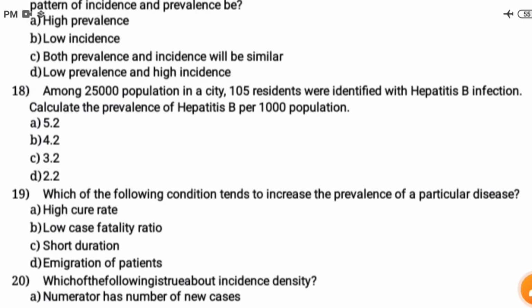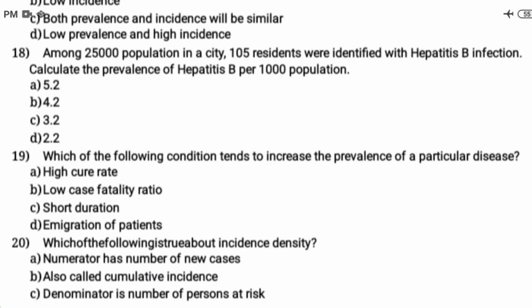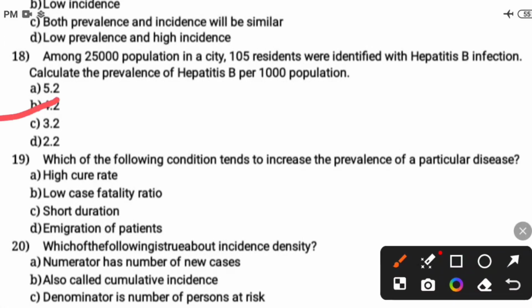Now, among 25,000 population in a city, 105 residents were identified with hepatitis B infection. Calculate the prevalence of hepatitis B per 1000 population. So the best answer here is 4.2. At least you have to know how to calculate these values.